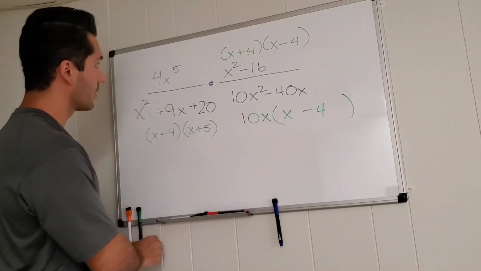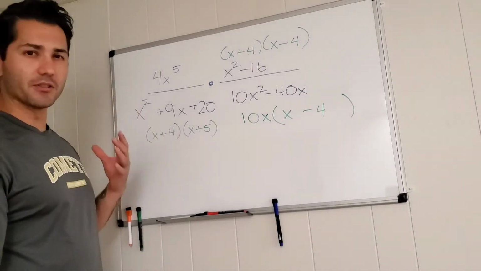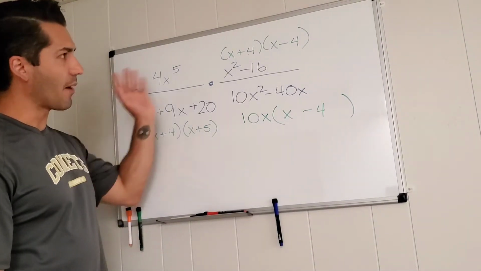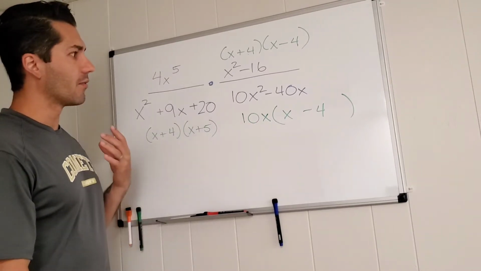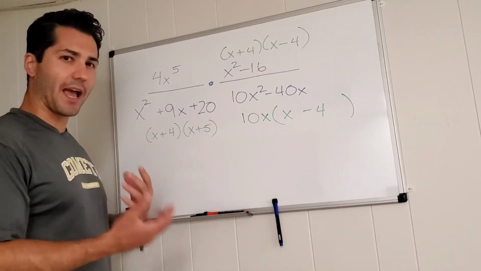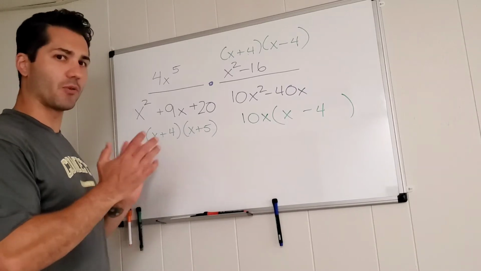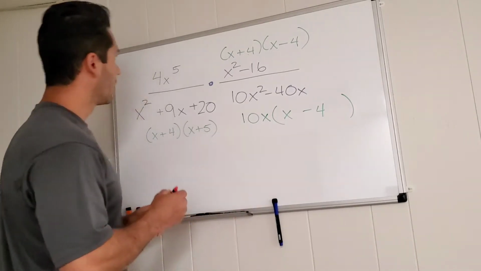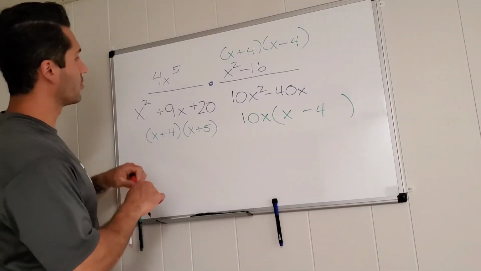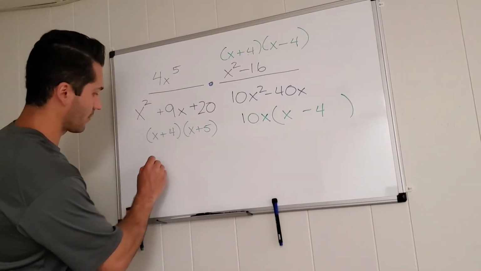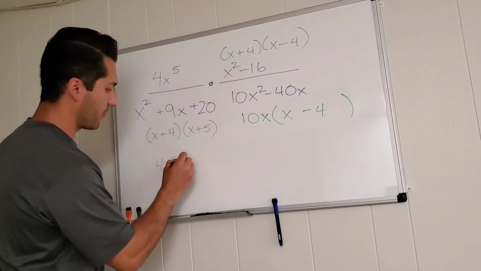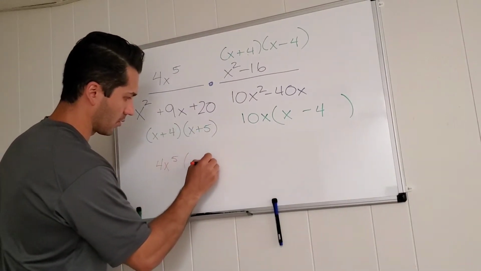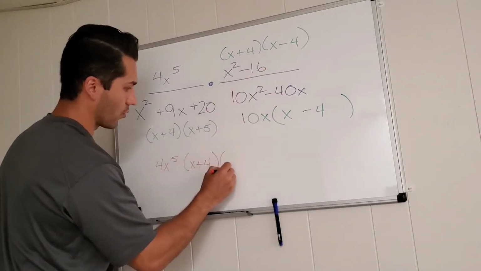Once you're here, some of you that are a little neater, like me, would go from here to the answer. I'm going to rewrite it now. Once again, this is a step that if you're neat, you don't really have to do. If you're a little sloppy, you probably want to do it. So my numerator, everything I have in my numerator: a 4x to the 5th, an x plus 4, and an x minus 4.